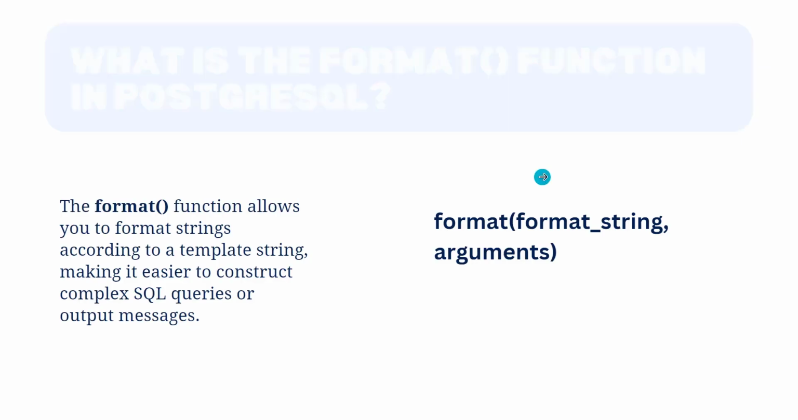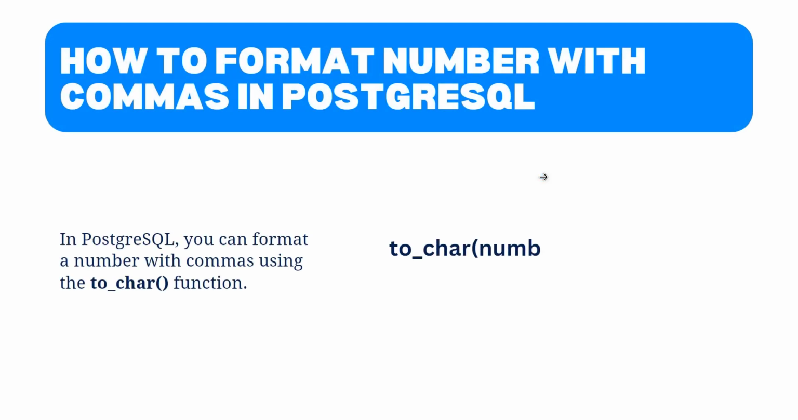Now move to the next topic, how to format a number with commas in PostgreSQL. In PostgreSQL, you can format a number with commas using the toChar function. The toChar function is used to convert a number to a string, and it can also be used to format the number with commas. Here is the syntax you can see. Within the toChar function, number is the number you want to format with commas, and the format string fm 3 times 999 specifies that the number should be formatted with commas. Here the fm keyword is a modifier that removes leading spaces in the output.